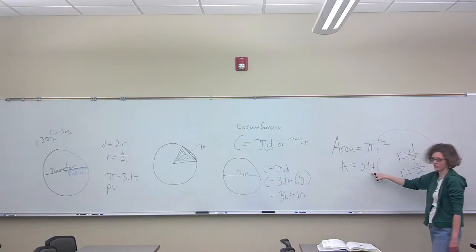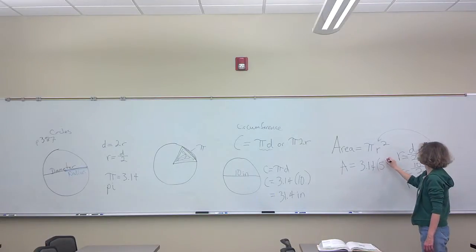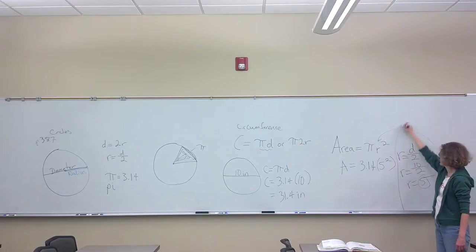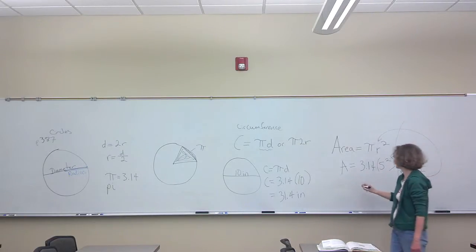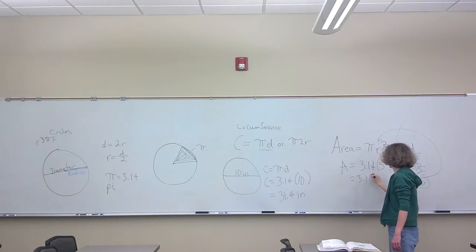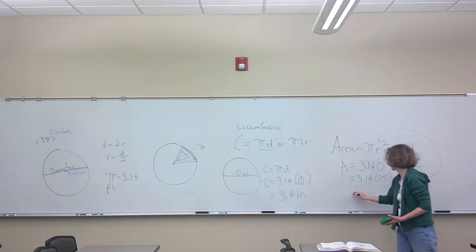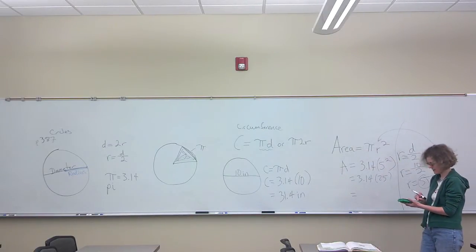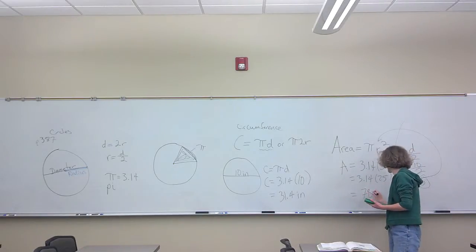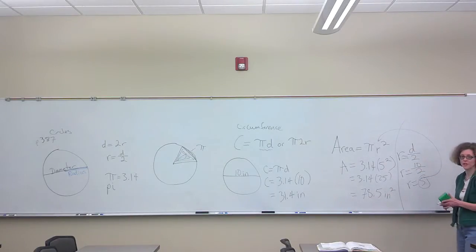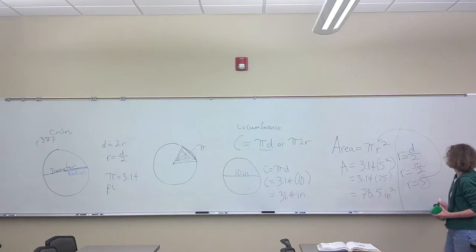So we've got the 3.14 times 5 squared. So we have to remember to square that 5 before we go on with solving the area equation. So that is 3.14 times 25. So if we times that out, we get 78.5, and it's inches squared. Any kind of area, no matter what shape it is, it's going to be squared in the units.